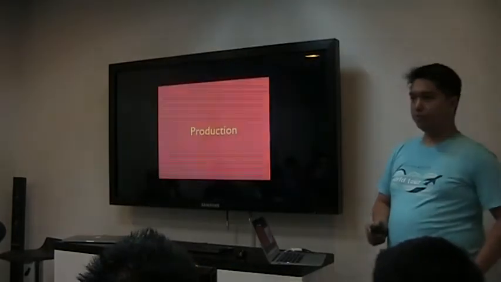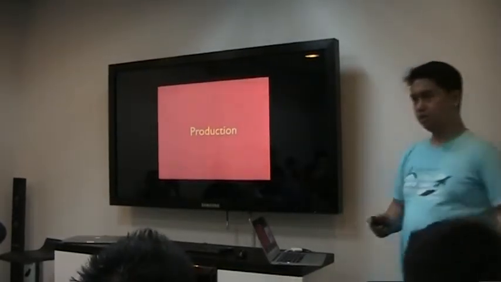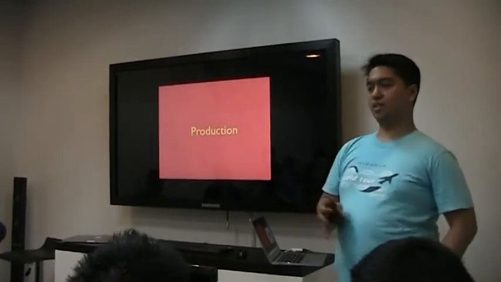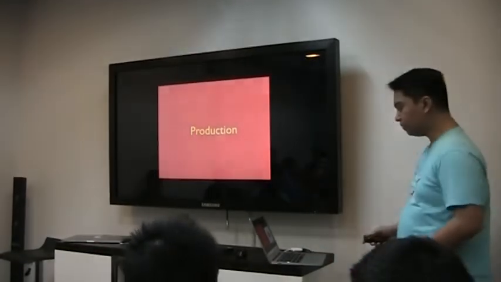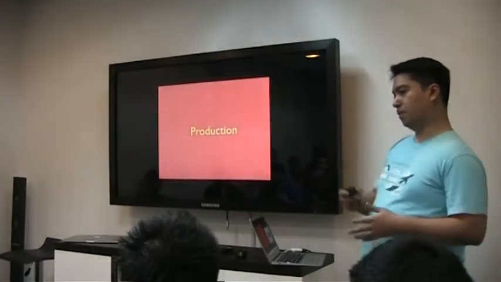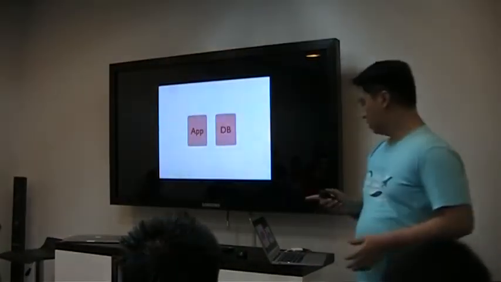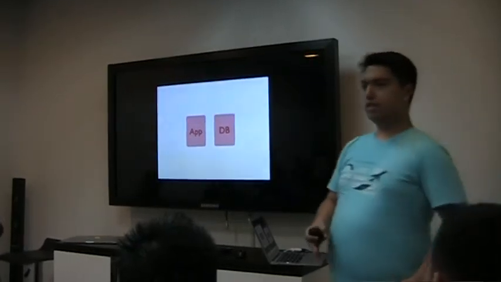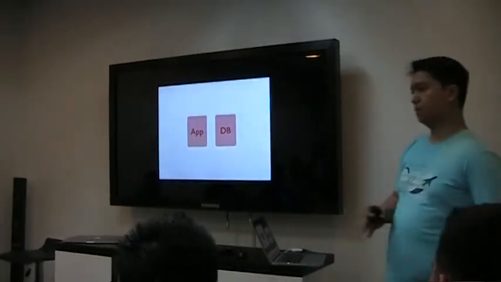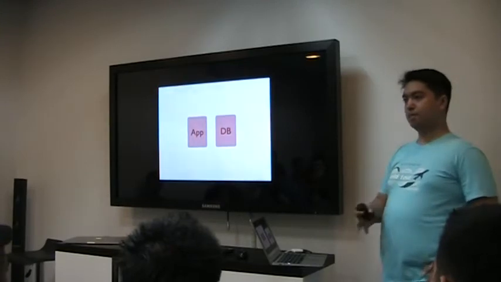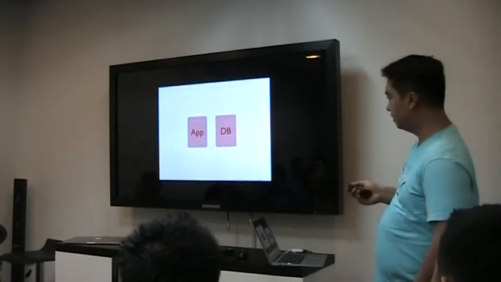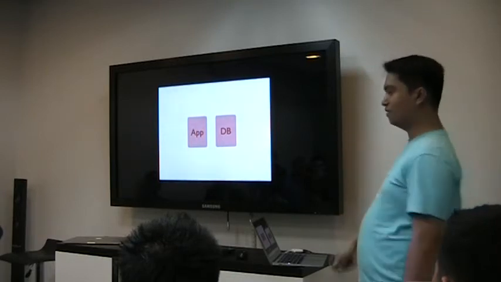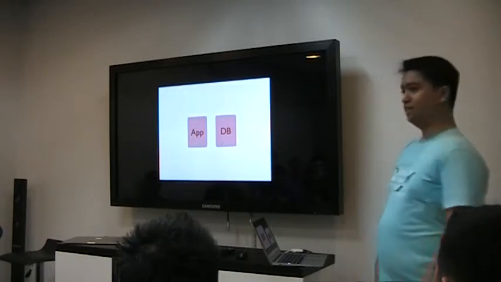We will begin with production. If you have a site available somewhere on the internet, then you have something in production. I'm going to talk about different setups for production. For simplicity's sake, you start with an app server, and then an app server and a DB server.